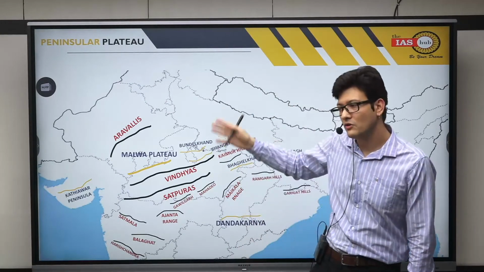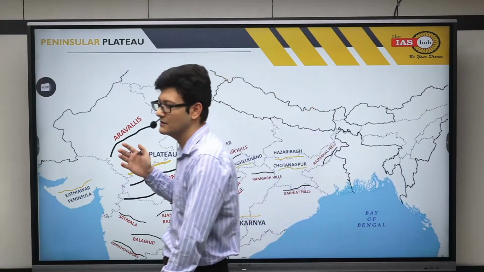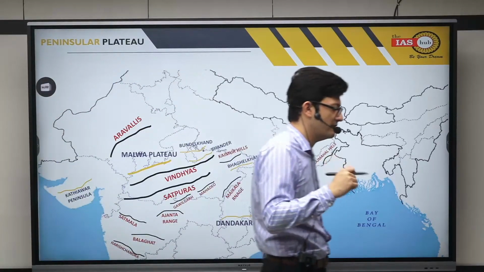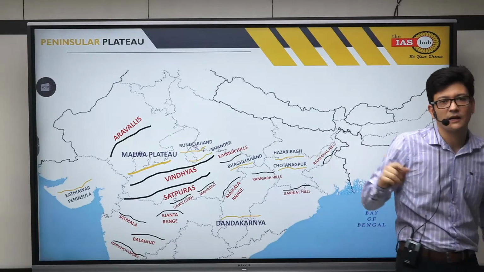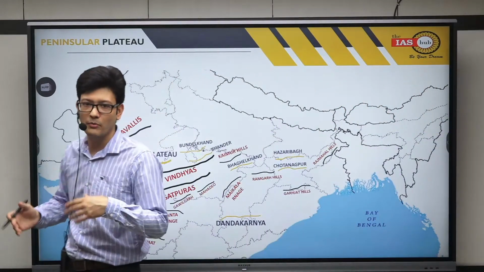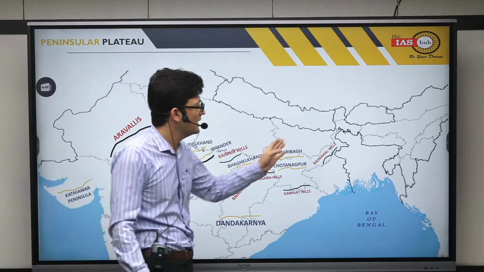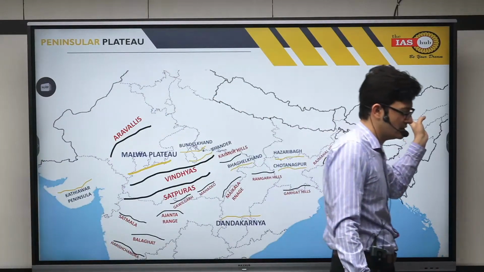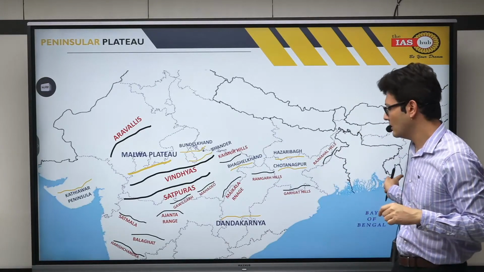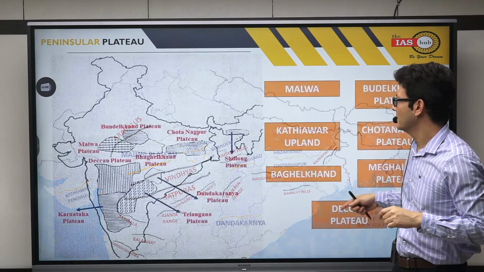Then moving on towards the eastern side we have Garjat Hills, Ramgarh Hills, and Rajmahal Hills in the West Bengal region. Then we have Chota Nagpur Plateau, and this Chota Nagpur Plateau is also divided into two parts: Hazaribagh Plateau and the Ranchi Plateau. And accordingly, we'll move on towards the Garo Khasi Jaintia or the Meghalaya Plateau.